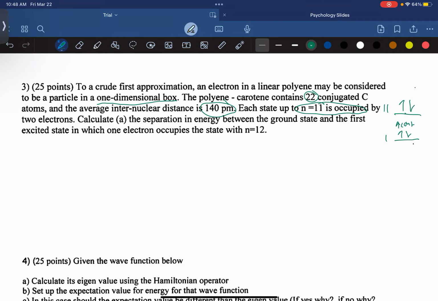And then in the first excited state, in which 1 electron occupies the n equals 12. So for 12, we have the first time that we only have 1 electron. Which means that these are going to be like our energy levels. So it's going to be E11. That looks like a V. And this is going to be E12. Okay, there we go.